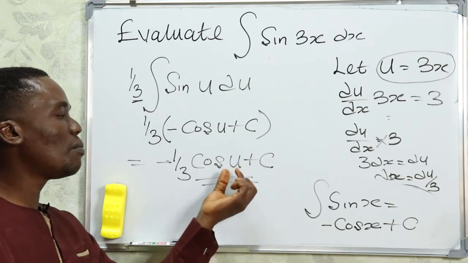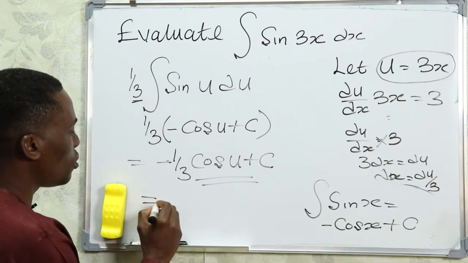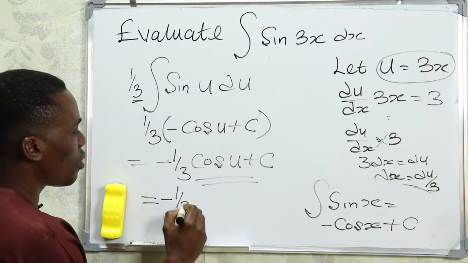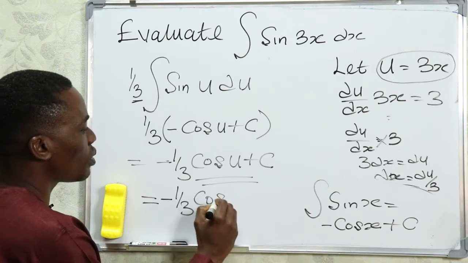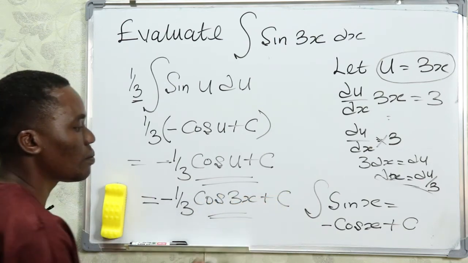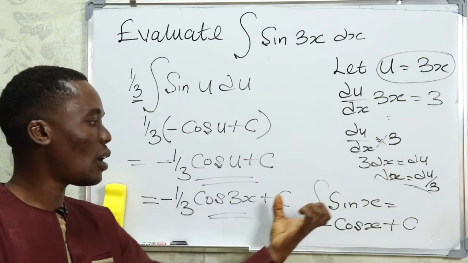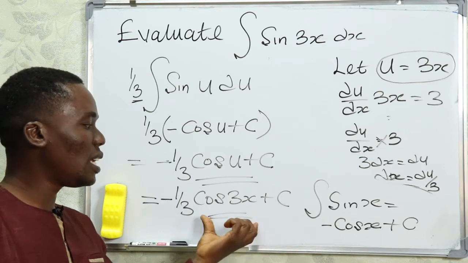So we can simply replace our u with 3x, and at the end our solution will be minus 1 over 3 cos of 3x plus the constant. Now you see how gradually we broke this into parts to finally get our solution.